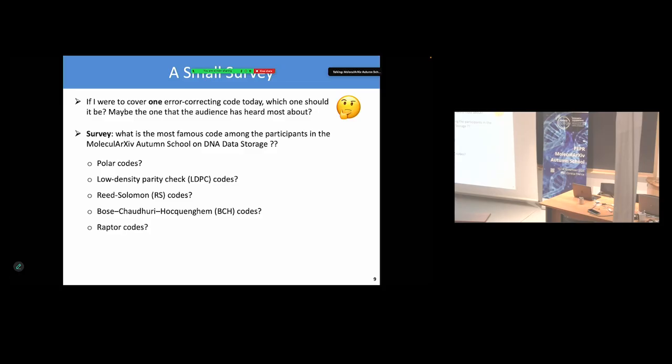Raptor codes, I'm not going to count, but this is less than Reed-Solomon. 12 for Raptor. That's impressive. It was mentioned just before lunch. Oh yeah, but I was assuming this is the knowledge you had when you came to the school. And one last thing, Reed-Muller codes. 7. Okay, this is also impressive, Reed-Muller 7.